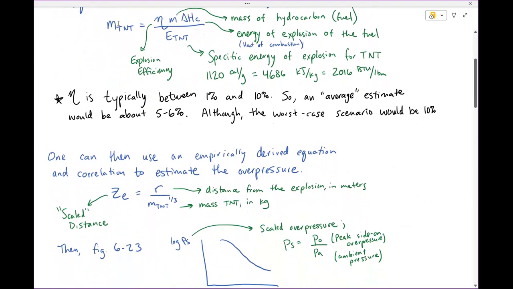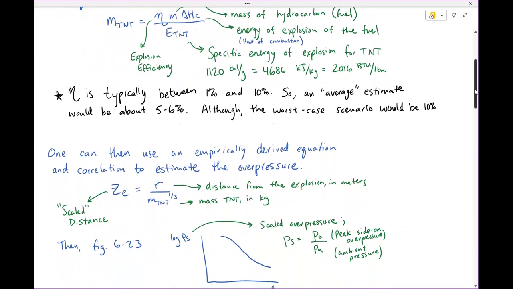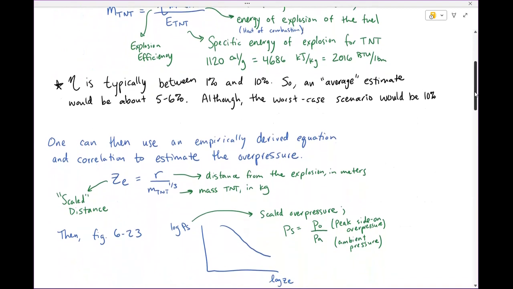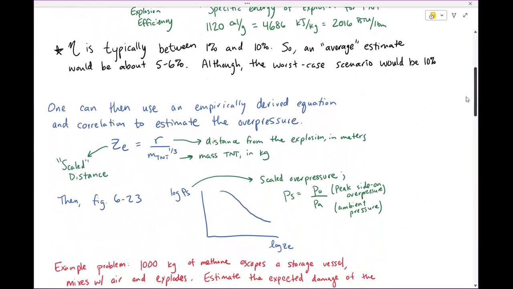Okay, what do we do with this MTNT equation? We're going to, again, use that to estimate the damage that is done. But before we can do that, we also have to define the distance that we're wondering about. As you might imagine, the closer you get to an explosion, the more damage you would expect. And as that distance increases, the expected damage is also less.